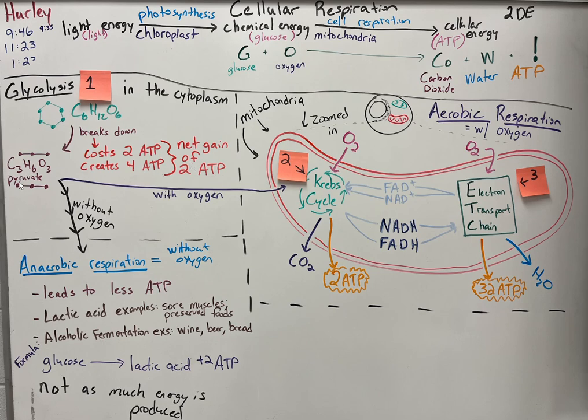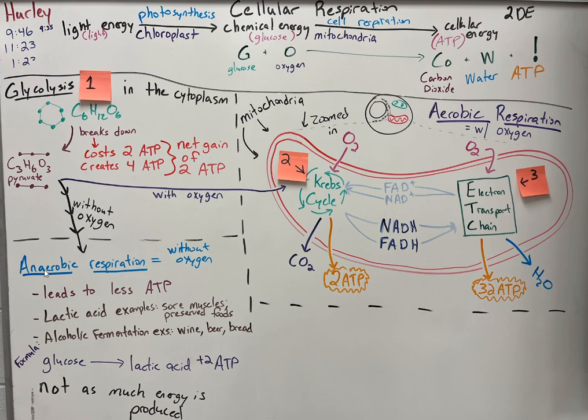If you'll notice, it breaks down into pyruvates, and you'll notice that C3H6O3 is half of each of these. That's because it's coming from the broken down glucose, so it's going to be half. There's going to be 2 of them, and if it's in the presence of oxygen, it's going to go through what's called aerobic respiration. If it does not have oxygen, it's called anaerobic respiration.